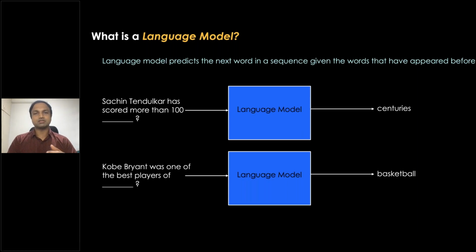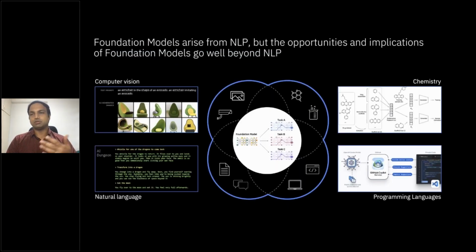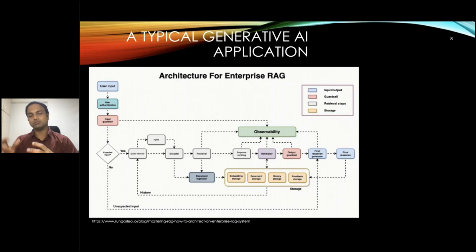You can think of a language model as a next word predictor. If I give a bunch of words to it, it will predict the next word. For example, Kobe Bryant was one of the best players of the NBA, or Sachin Tendulkar has scored more than 100 centuries in what. If it's basketball or centuries in this case, it's about how we predict the next word. Now, it's not just limited to predicting text. It is also being used in the code world, in natural language, in computer vision and more. But the talk that we are all interested in is how we productionize these things and what the challenges behind that are.